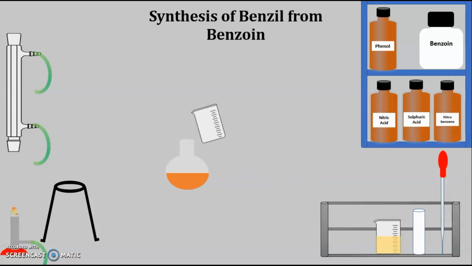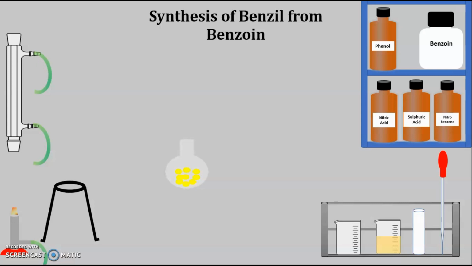Here you can see we have taken the water. Now we will be adding this water. Once we have added the water, we have to stir vigorously, so that the oily benzoin is converted into the crude benzil. In this way we can carry out the synthesis of benzil from benzoin.